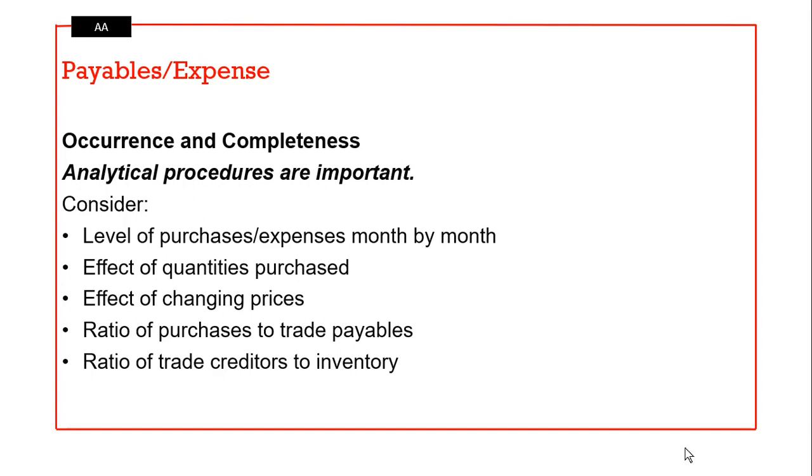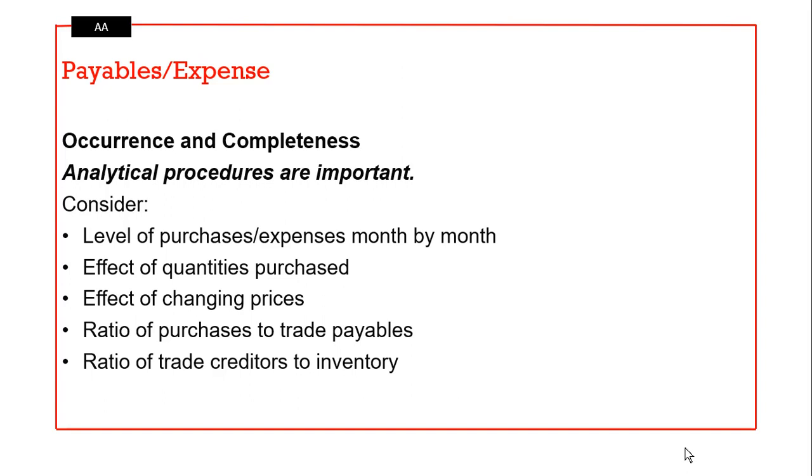Now under payables again, as well as expenses that we incur on credit, you want to check for occurrence and completeness. That's an assertion. Did the transaction take place? And were all the transactions that were supposed to be recorded in the books of your client recorded? So what are some of the things that you can do? You can do what we call analytical procedures. And of course, you remember this is simply trend analysis. You need to consider the level of purchases and expenses month by month to check whether there is a uniform increase or uniform decline. And all quantum changes must be subject to further investigation.